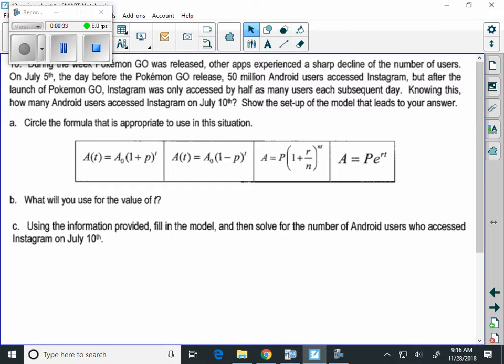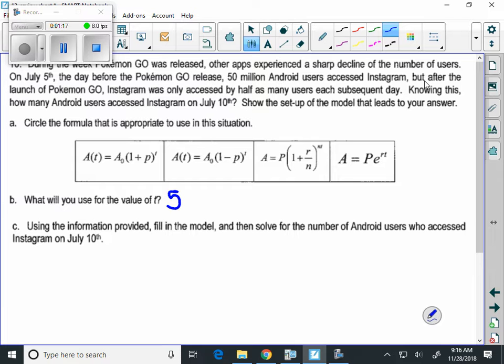Well, maybe doing the formula first is not our first choice, but can we answer part B? How much time between July 5th and July 10th? And hopefully you see that there's 5 days. So our time is going to be 5. And what's happening is each day there's less and less. The first day, it was only accessed by half as many users. The next day, it was only accessed by half as many users. And what happens is we're decreasing.